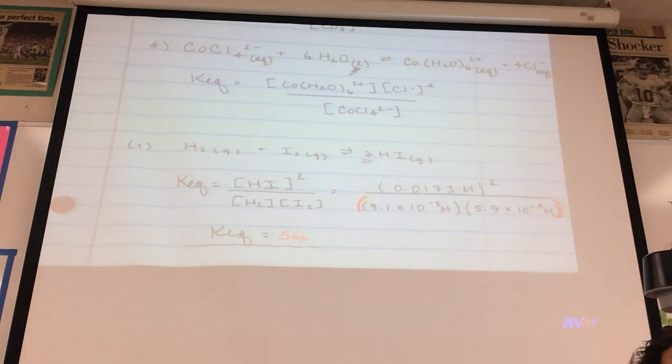So again, when asked to calculate KEQ, you want to write the KEQ expression. You're going to plug those quantities in and solve. In your calculator, if you're having trouble, you are punching 0.0173 squared divided by open parentheses 9.1 EE negative 3 times 5.9 EE negative 4 close equals.